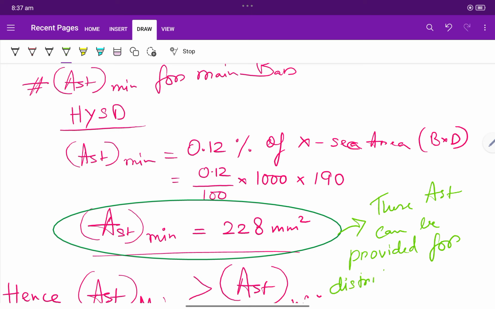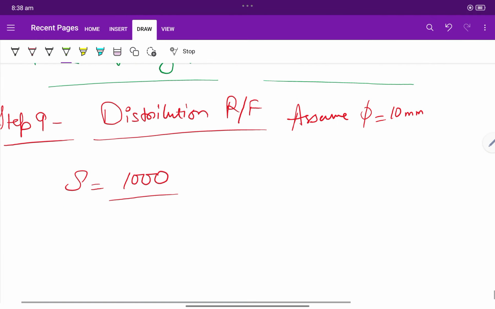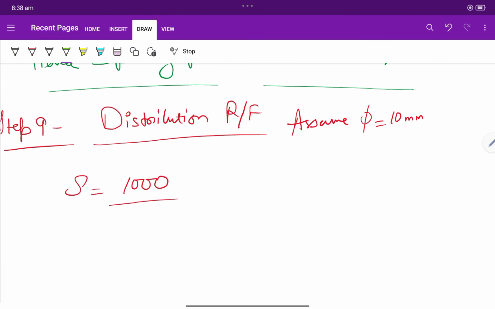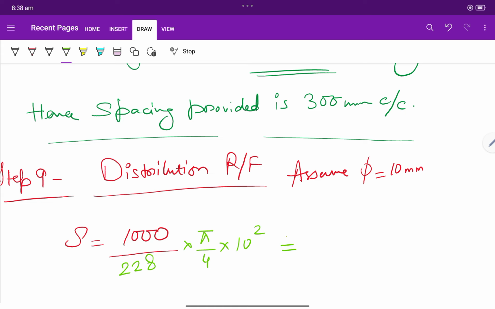Distribution reinforcement. As that area of steel will be a huge value, 317, we can provide the minimum value only in the distribution steel. So 1000 divided by 228 into pi by 4 into 10 square. So the spacing is coming to 345.